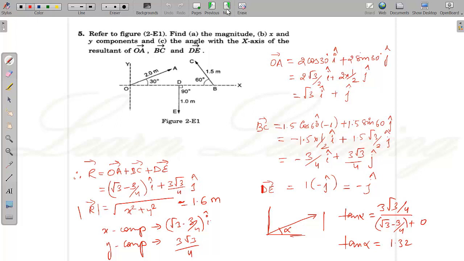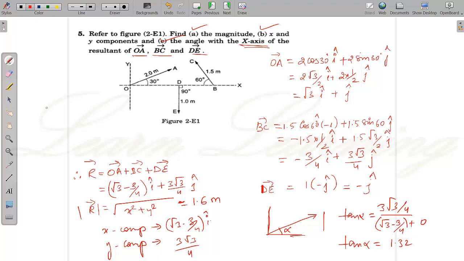All right, as I was mentioning, we'll try to solve a question. You can see this question. We have to find the magnitude, the x and y components, and the angle with the x-axis of the resultant of OA, BC, and DE. Now three vectors are given. We know how to calculate the sum of two vectors, but when more than two vectors come, it becomes very complicated to use a formula.